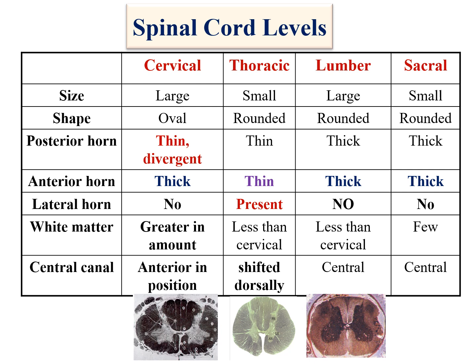What about the anterior horn? In the cervical segment, I can find that the anterior horn is thick. Meanwhile, in the thoracic segment it is thin. The lumbar anterior horn is thick, and the sacral anterior horn is thick also.